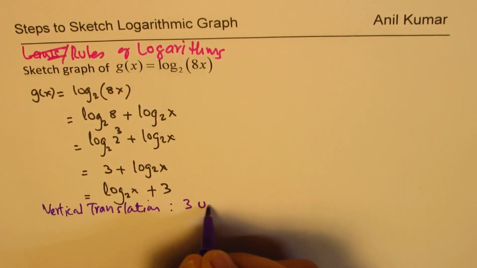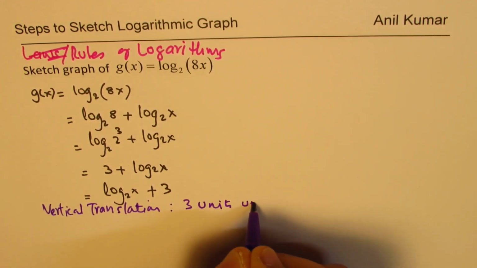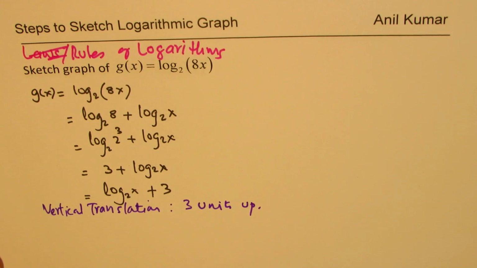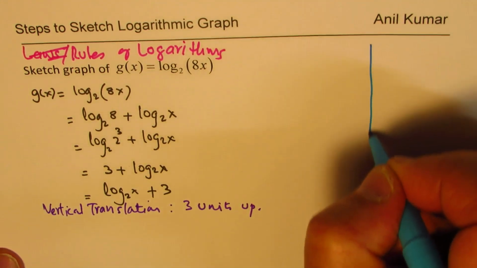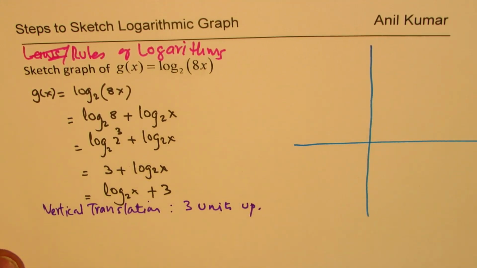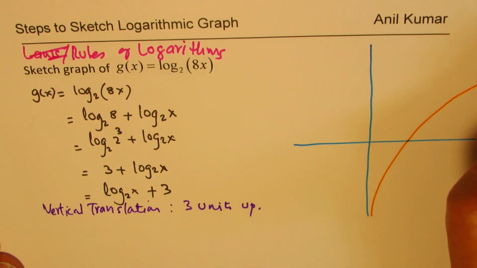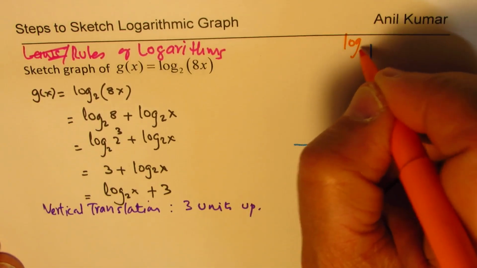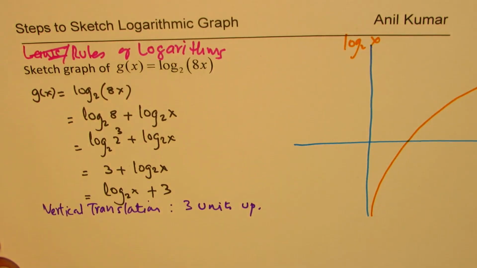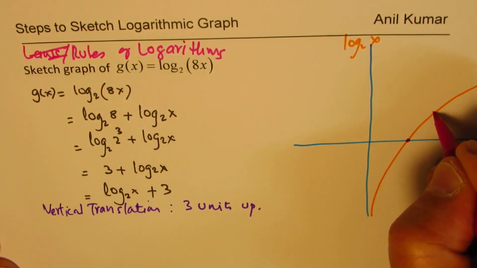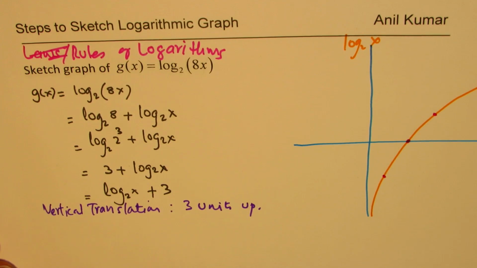So it is 3 units up. That is what we need to do. So to sketch the graph this time, what are you going to do? Well, the original graph, log to the base 2 of x, could be sketched something like this, right? This is log to the base 2 of x. 3 critical points, once again, are these, right?